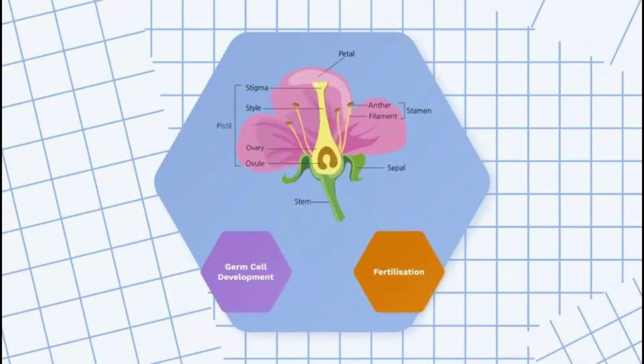Then you have the stigma. So this is the part in the middle. That is part of the female reproductive organ which receives the pollen. So basically we need to get the pollen from the anther to the central part where the stigma is. And then we have the ovary. So that is at the bottom of the stigma. And that is where the female gametes need to get to.